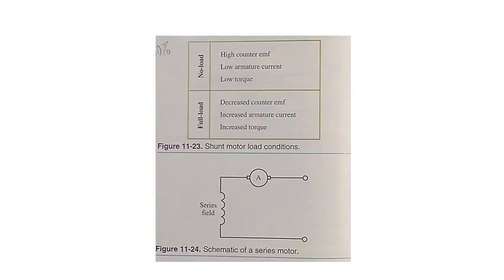And this is figure 11-23, shunt motor load conditions. Series DC motor. In the series DC motor, or series wound motor, the field windings are connected in series with the armature windings. See figure 11-24 at the bottom.